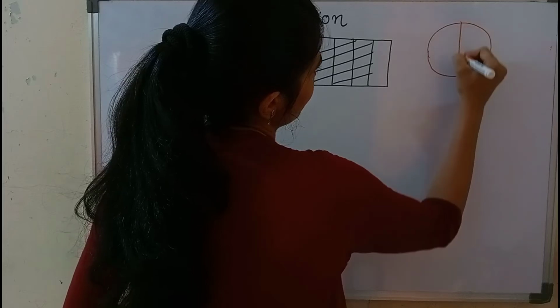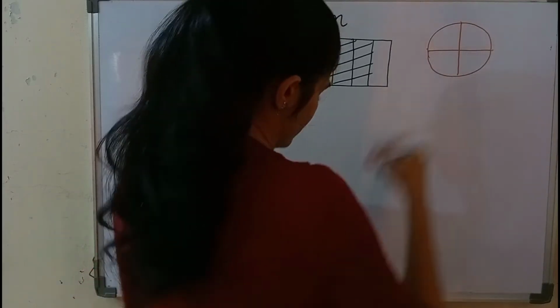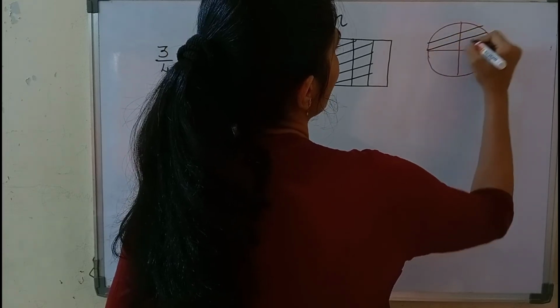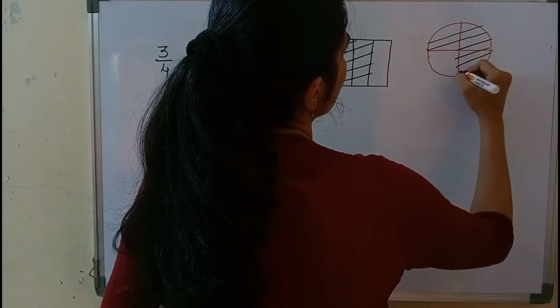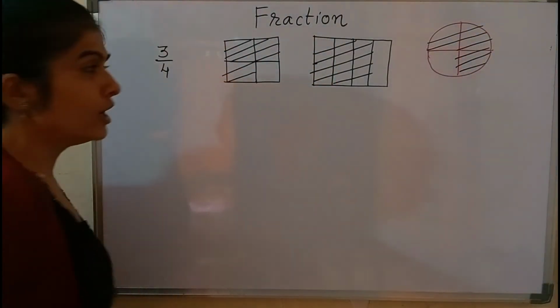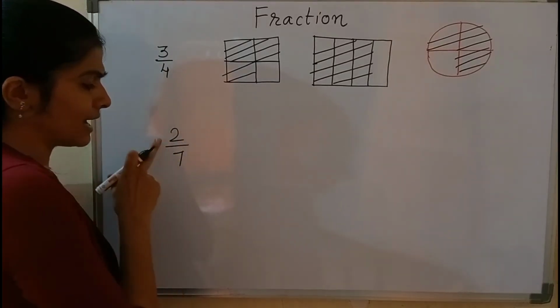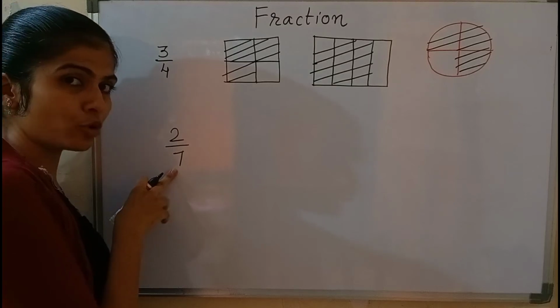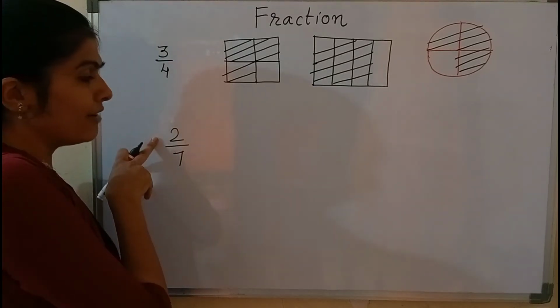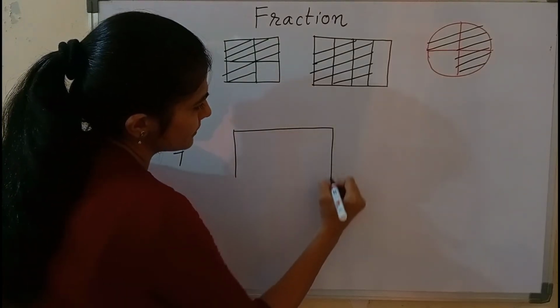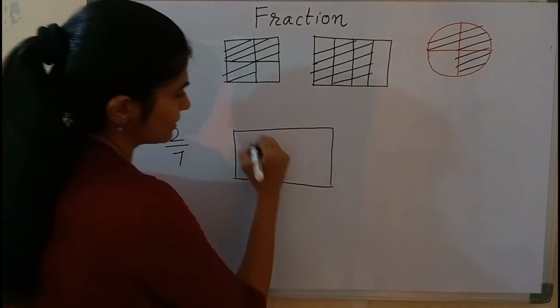Even I can also draw a circle, friends. And I can divide this circle into 4 equal parts. And now I need to highlight 3 parts out of these 4. So this is also 3/4. Now next one is, let's say, 2 over 7. It means that total parts are 7 and we need to highlight 2 out of it. So let's divide into 7 parts.